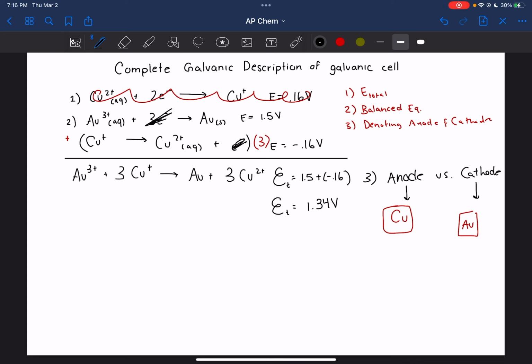And also, when you're solving these, you should know that you're never going to multiply the voltages. So let's say I have to multiply all of this by 3. You do not multiply this. This stays the same.